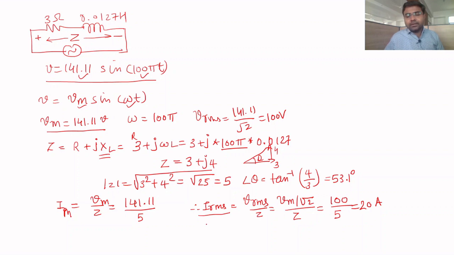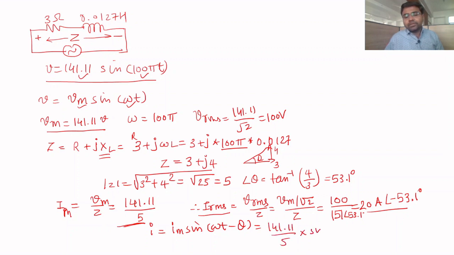And in order to find the angle, Z has two things: one is the magnitude, which is 5, and the other is the angle, which is 53.1 degree. This is in the denominator, so when it comes to the numerator, it is minus 53.1 degree. It means that this is the expression for the RMS value of current, and this current is lagging because voltage has 0 degree and here it has minus 53 degree. If I rewrite this expression for the instantaneous value of current, it is Im sine omega t minus theta. Im we have already written here, 141.11 divided by 5, into sine omega t minus 53.1 degree. So the angle between voltage and current is 53 degree.